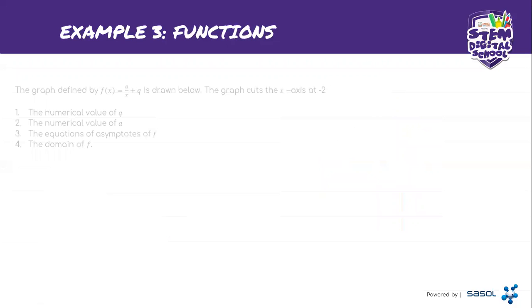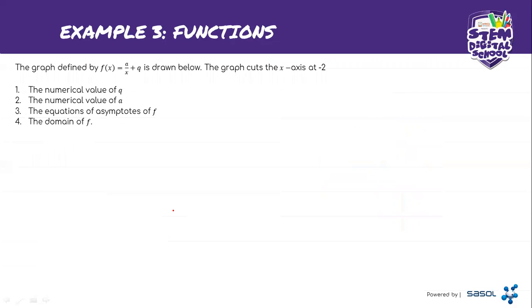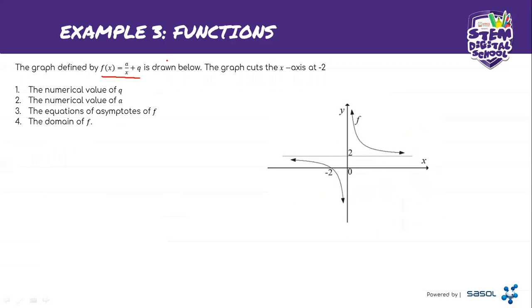Example 3. The graph defined by this, it's very clear that this is a hyperbolic function, a hyperbola drawn below. You can see this is the hyperbola graph. The graph cuts the x-axis at -2. Here is the x-axis. The first question, they ask to determine the numerical value of q. We're in need of this q, right? Let's see how we answer that. q equals 2, right?